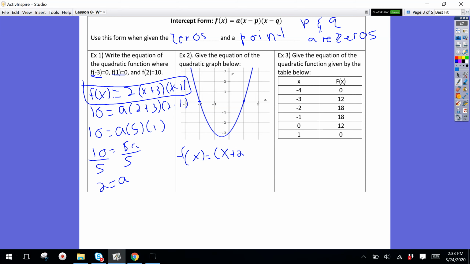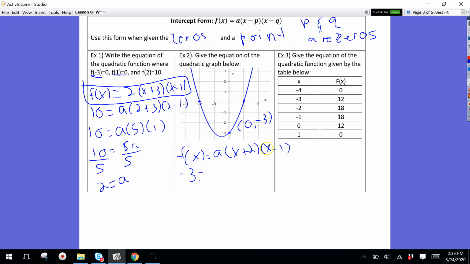So we forgot to write our a there. We don't know what the a is just yet, so we're going to write an a. x plus 2, and then parentheses x minus my other 0, which is 1. We can plug in a point. So again, we're looking for a good point. A good point right here is actually the y-intercept. This point would be 0, negative 3. So we have an output of negative 3.